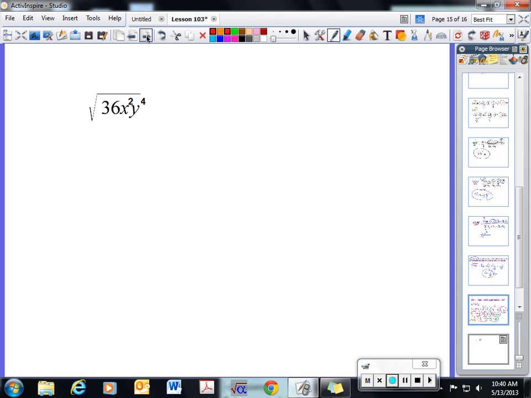Alright, and there we go. There's that square root. This is how they would write it. And again, you would do 6, because that's the square root of 36. The square root of x squared is x, and the square root of y to the 4th would be y squared. So there are going to be some problems, something like this also.